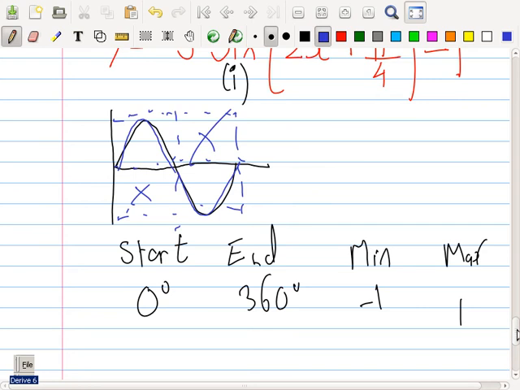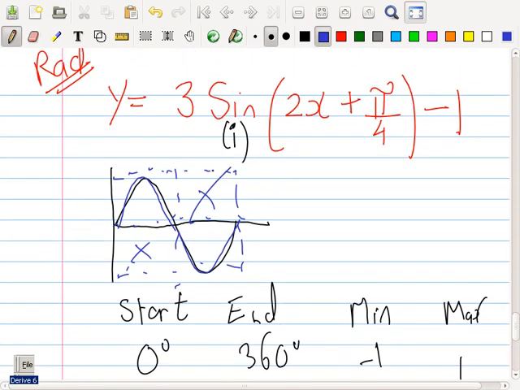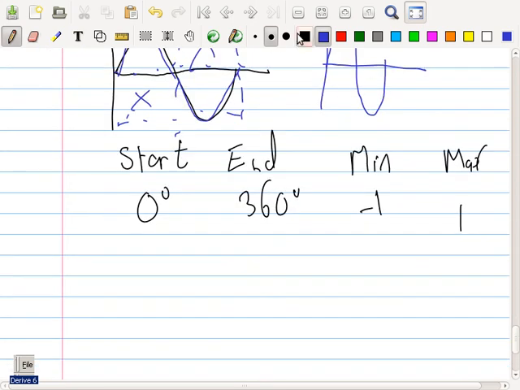So let's look at each part. Firstly, I'll look at the 3 here. What does the 3 do? It makes it 3 times bigger. Stretch vertically. Yeah, so it gets more this type of shape. So it stretches 3 times vertically. So now the start and the end are still the same, but here is minus 3 and 3.